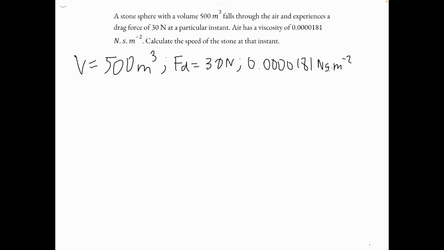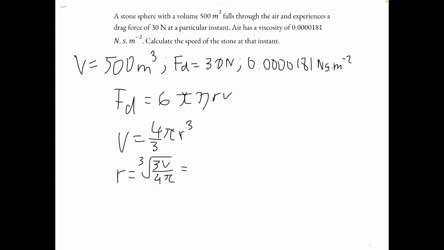The viscous drag formula is Fd = 6πηRV, and we're still missing R in this case, and we can find R by using the volume of a sphere, which has the formula V = 4/3 πR³, and we can rearrange for the radius, so it would be R.